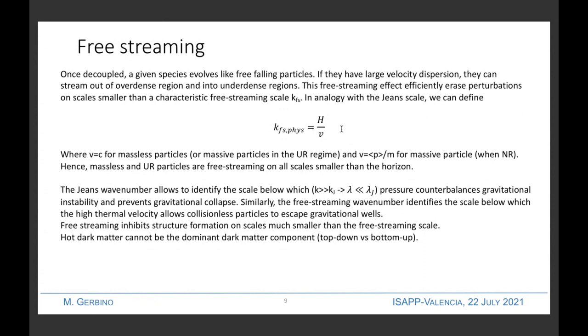For these kinds of particles, if we have a perturbation that is larger than the free streaming scale, in this case gravitational collapse cannot be counteracted anymore by the large thermal velocities, and therefore this component also contributes to the clustering of the large scale structures. Instead, on scales that are smaller than the free streaming scale, so on wave numbers that are larger than the free streaming wave number, free streaming is still very efficient in erasing perturbations, and therefore these species do not contribute to clustering on scales that are smaller than the free streaming scale.